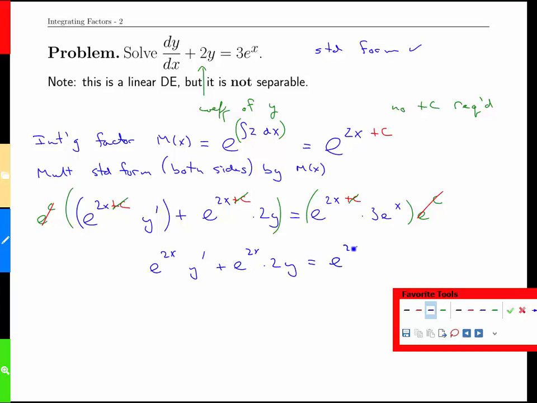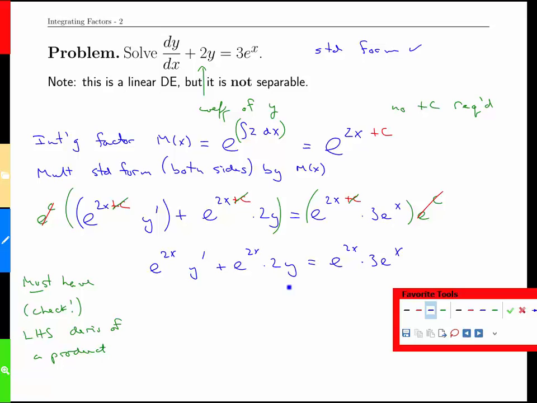So we have there e to the 2x times 3e to the x. This is what we would have as a second step after we've multiplied through by our integrating factor. What we should have and what we must have, if we've done this job correctly, and so we should check, is that the left-hand side is now the derivative of a product.